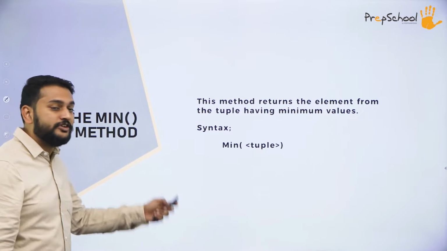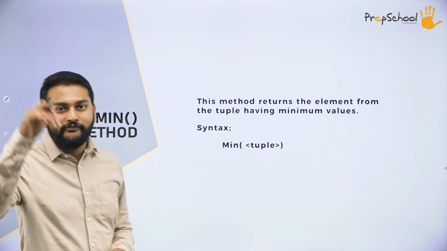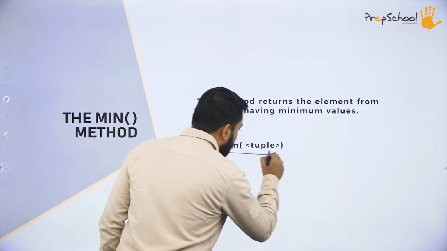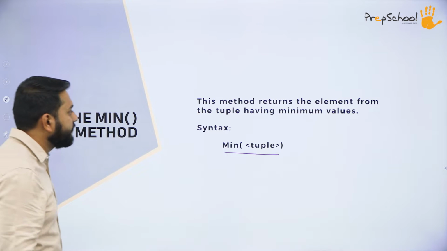And the next one I have is min. The same thing, if I want to know the minimum value that I have inside my tuple, I will be using the function, or I'll be using the method, that is min. Okay, so moving on to the next one that I have.